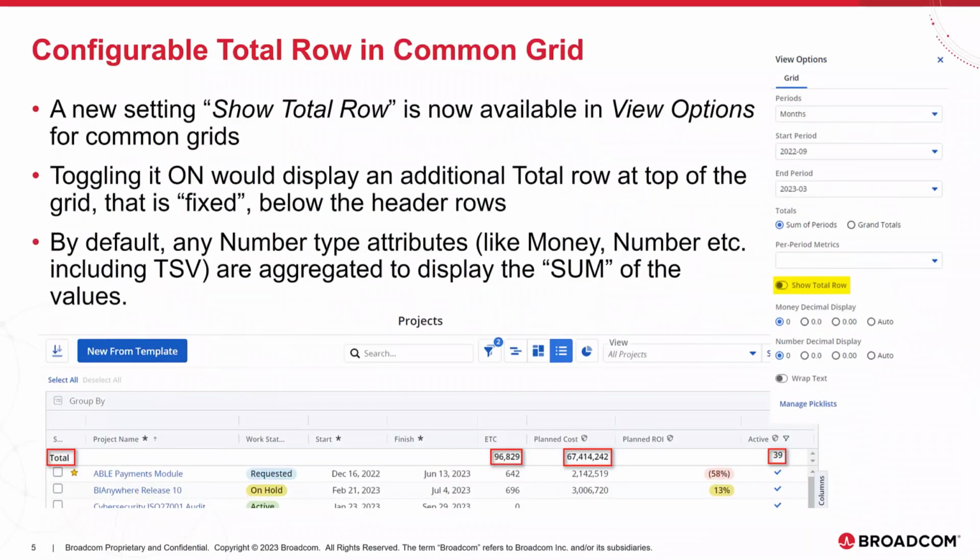Now, going into the details, a new setting, Show Total Row, is now available in view options for common grids. When you toggle it on, it displays an additional total row that is pinned at the top of the grid below the header rows. By default, any number type attributes like money, number, etc., including those of TSVs, are aggregated to display the summation of the values.